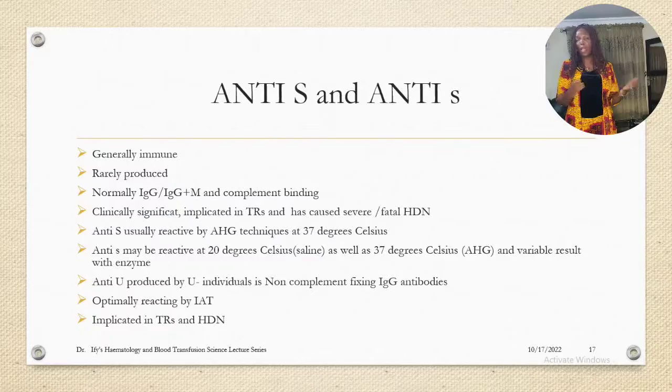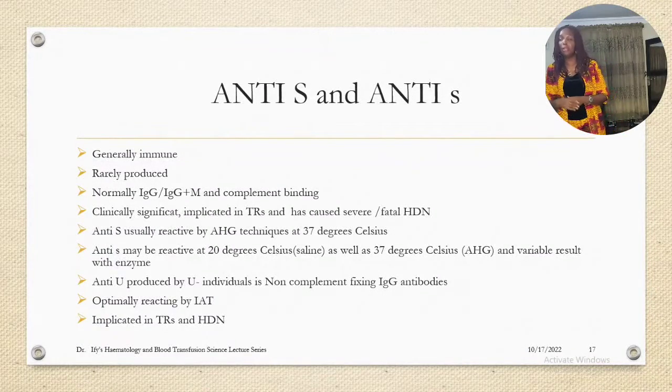Anti-U, produced by U-negative individuals, is a non-complement fixing IgG antibody and reacts optimally by IAT, that's indirect antiglobulin test, and is implicated in transfusion reaction and hemolytic disease of the newborn.